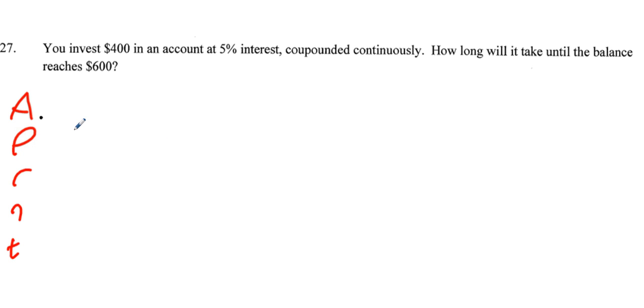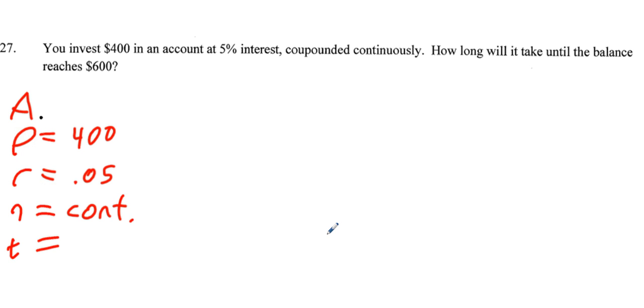So you invest $400, that's principal. 5% interest, that's your rate. Compounded continuously, that tells you N, but it's continuous, which all that means is we're using the PERT formula. So how long will it take?